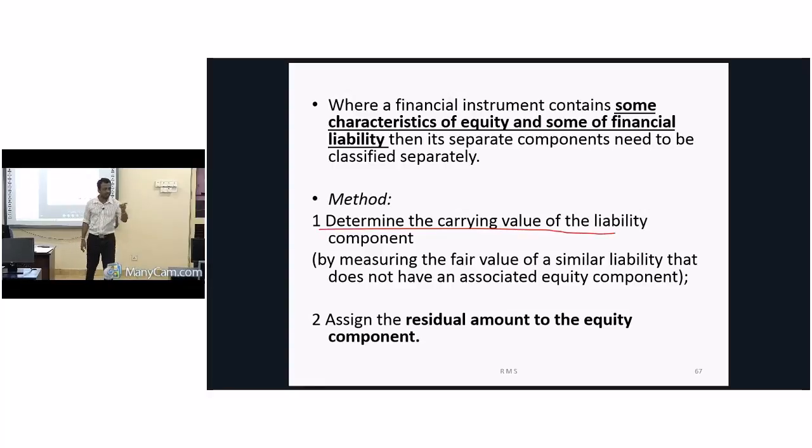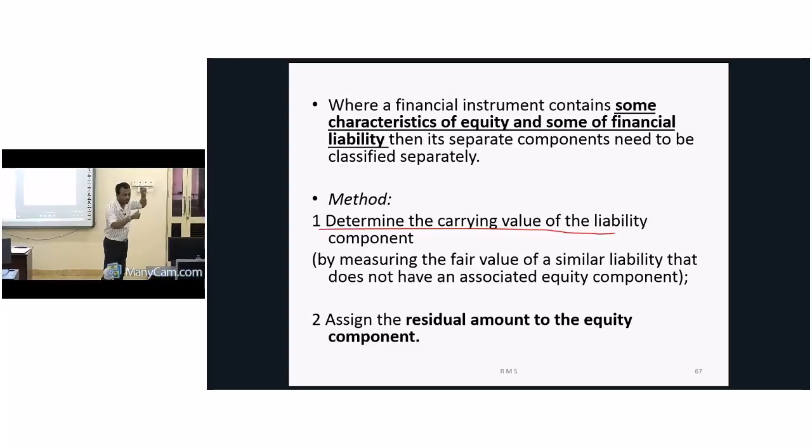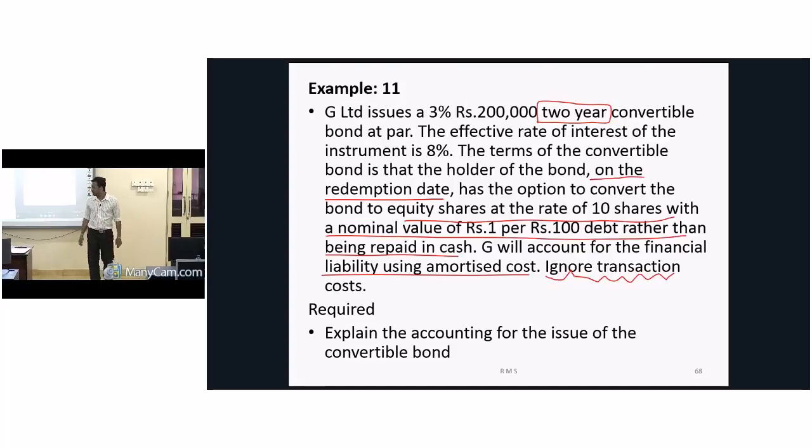Now, what is the liability component in your hand? I take your debenture and discount at which percentage? This 5%. Why? If the option component is not there, how much do I pay? 5% to this party. Got it? Therefore, I should discount the cash flows to get the fair value, the present value. So I discount it at 5%, and then I will get a value. That value minus your debenture value will be the equity part. So that's what we do here. We will see. Look at this question, then you can understand it.